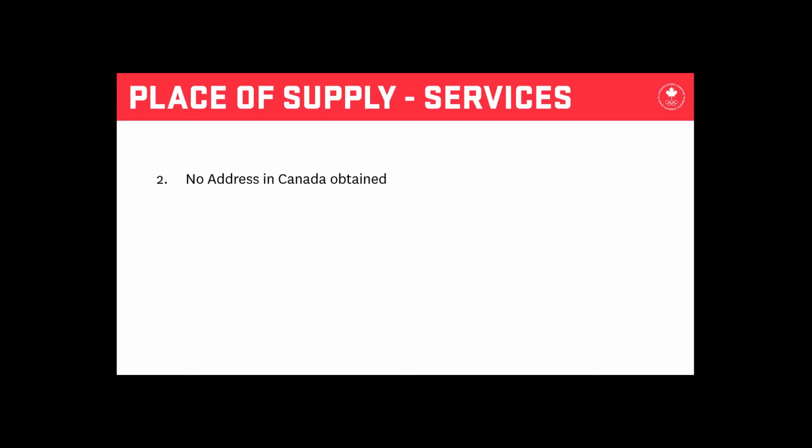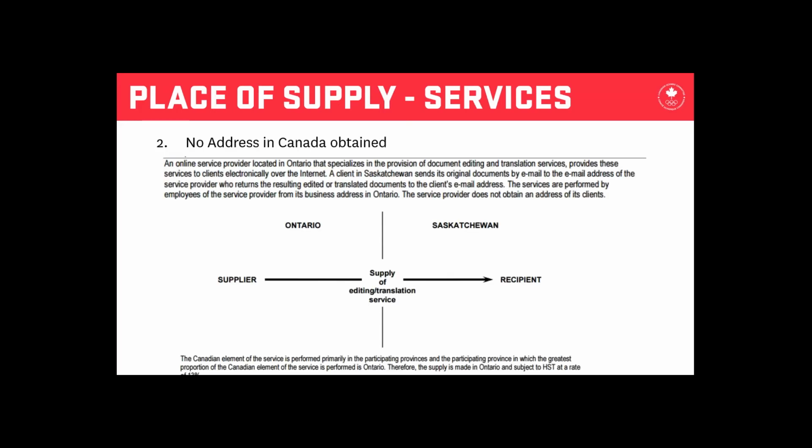No address obtained in Canada. So there's really only one. There are several cases where this might happen, but in today's environment, the main situation where this is going to happen is where you have business that's conducted entirely through email. And if we go to the next slide, we'll see how that happens.